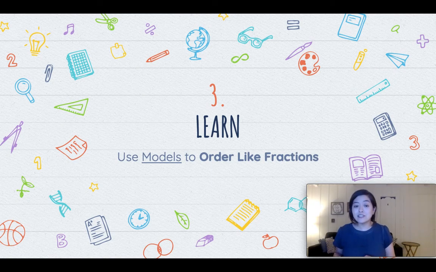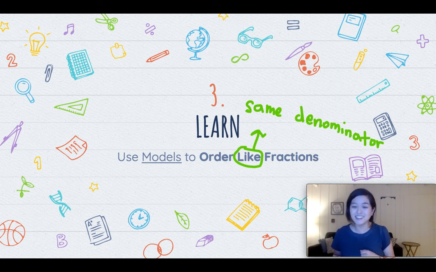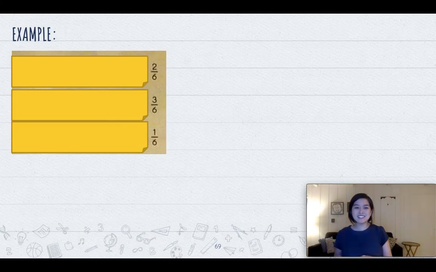All right. Now let's use models to order like fractions. So remember, like means what? Do you remember? Fractions that have the same denominator. Okay, so let's look at this example. I have my fractions 2/6, 3/6, and 1/6. They are like fractions because they have the same denominator of 6.